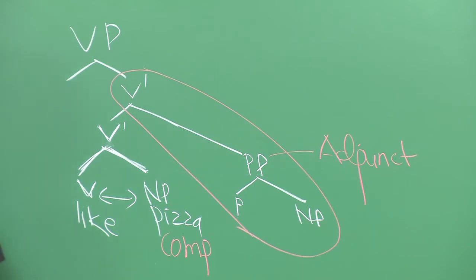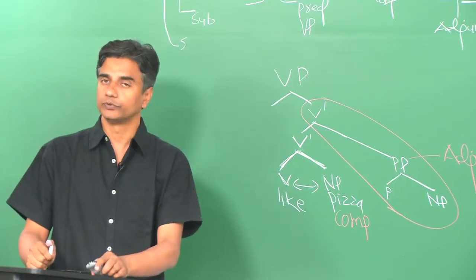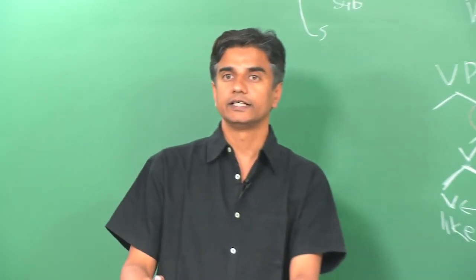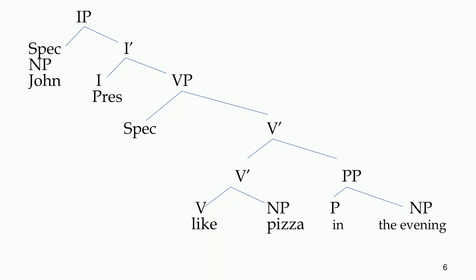Next, I want you to see, you have already seen this part, and this is the whole sentence again, same picture, which is students of physics like pizza in the evening, or we can say John likes pizza in the evening, where in the evening is the adjunct of the verb like, and pizza is the complement of the verb like.